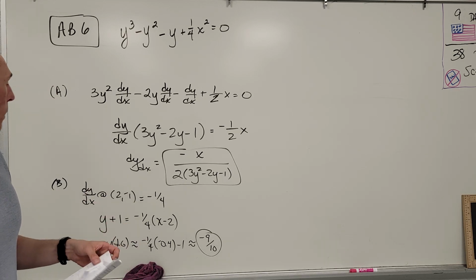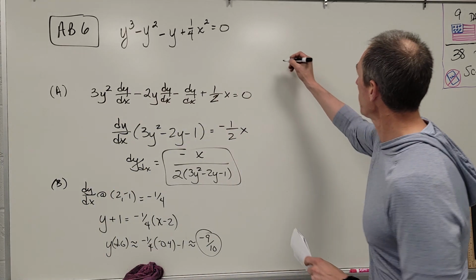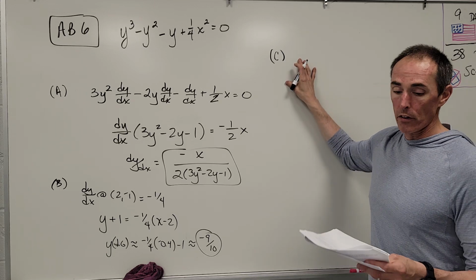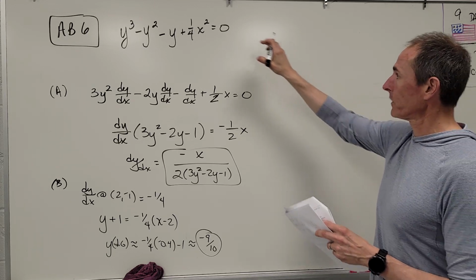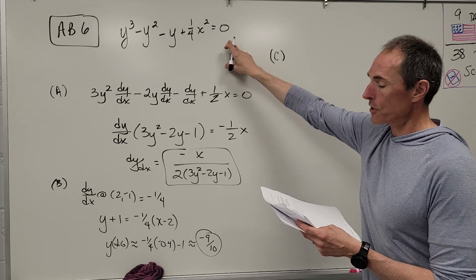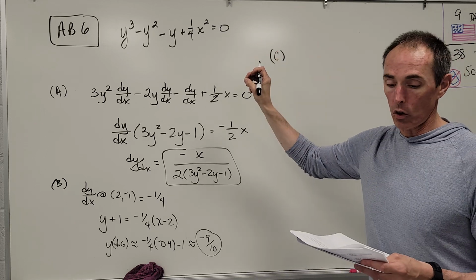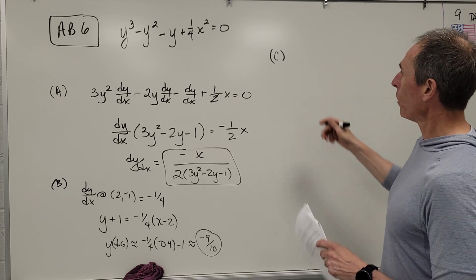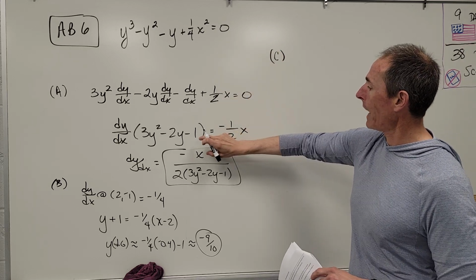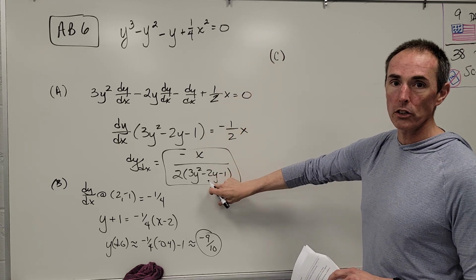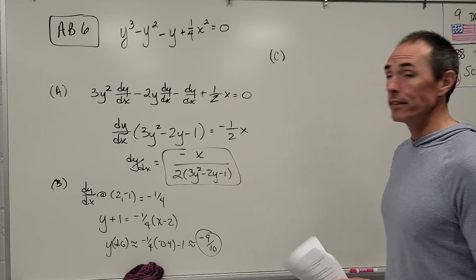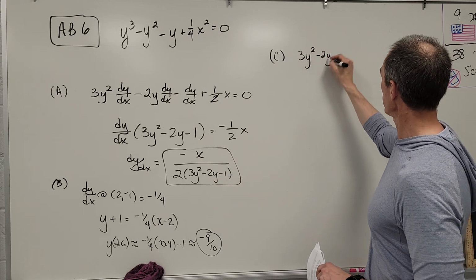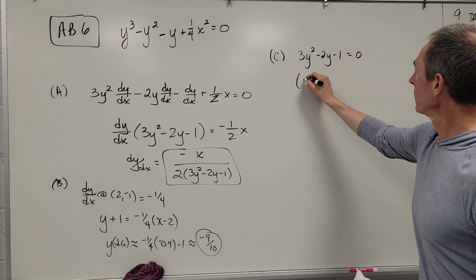Shifting gears to part C. Part C says for x and y both greater than 0, there's a point S on this curve where the line tangent to the curve is vertical, and they want to know the y coordinate of that point. So where would the tangent line be vertical? It would have to be where the denominator, this quadratic, is equal to 0. So our first order of business is to figure out where this is equal to 0.